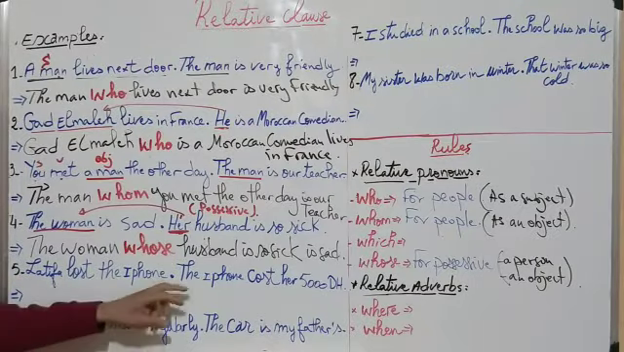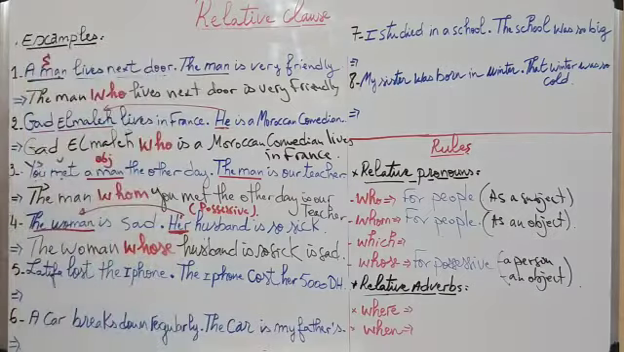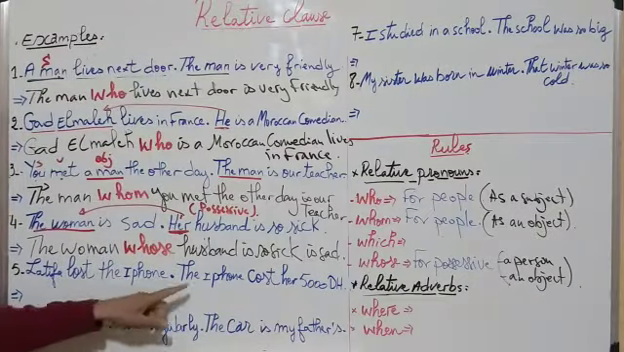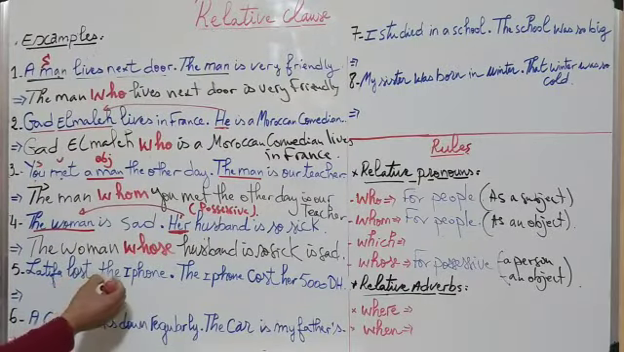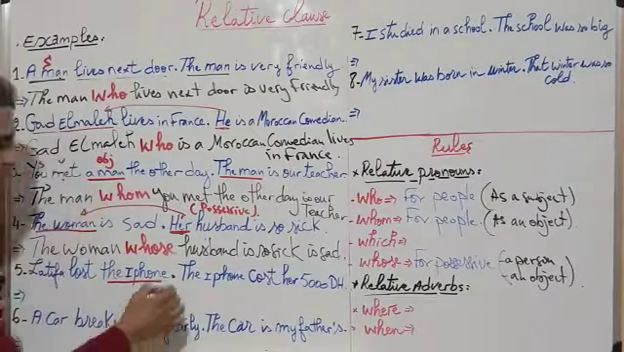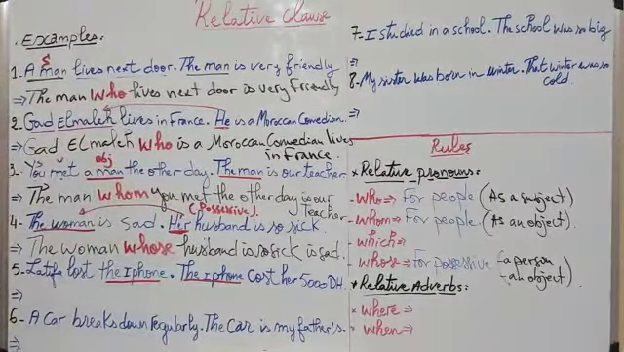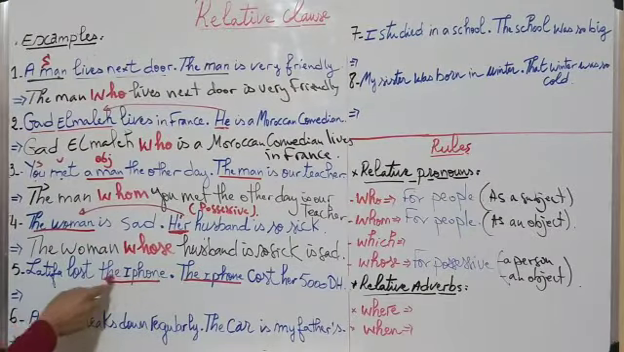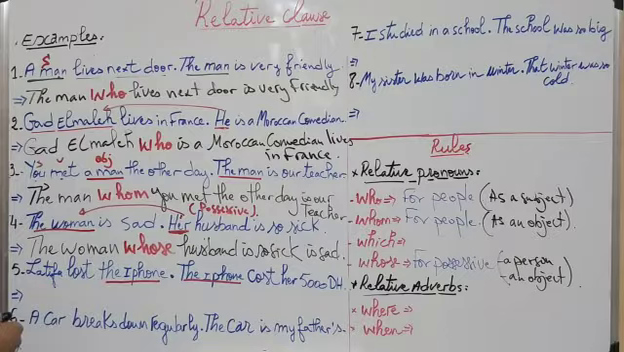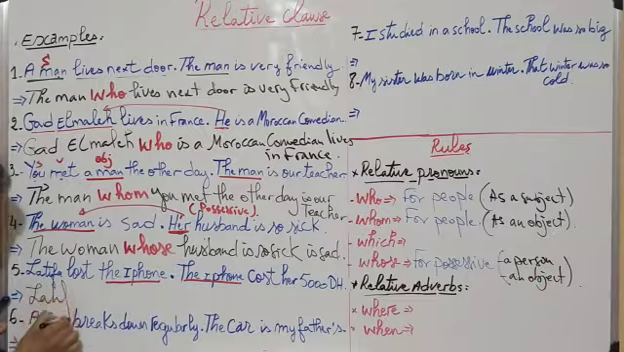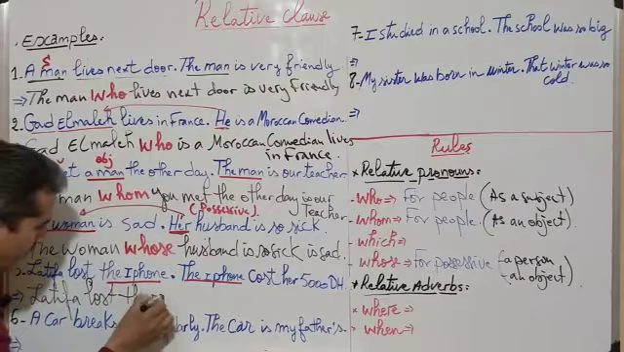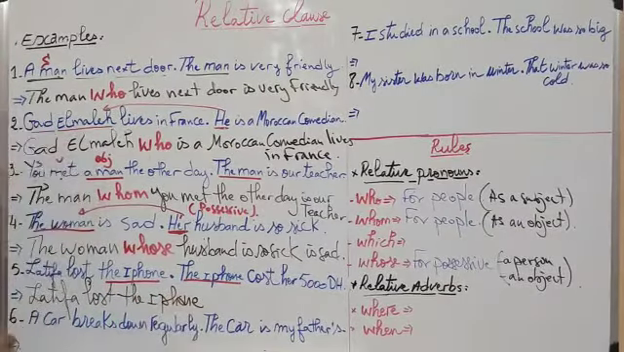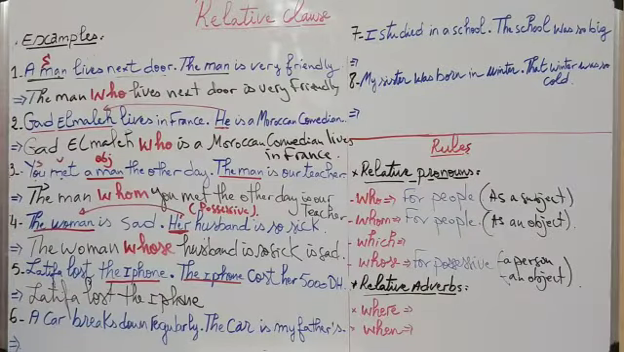Latifa lost the iPhone. The iPhone cost her 5,000 dirhams. Where is the repetition here? As you can see, we have here the iPhone, and here the iPhone is the same. So we can start with this one, or this one, it's the same. But let's say it this way. We're going to say Latifa lost the iPhone. So the iPhone here, it's not a person, it's not a possessive.